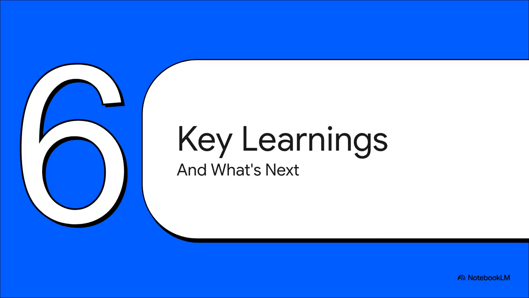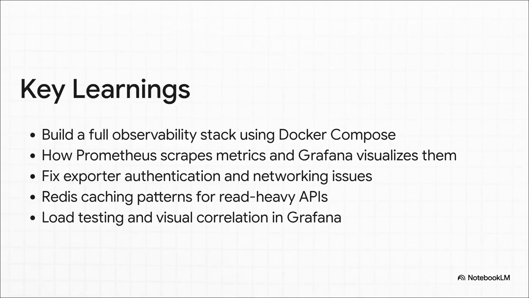So what are the big takeaways from all of this? Let's wrap it all up and summarize the key learnings here. Think about it. We've walked through how to build a complete observability stack using Docker Compose. We've seen that whole workflow of Prometheus scraping data and Grafana making it look good. We tackled those common real-world exporter and networking issues. And, of course, we saw the raw power of Redis caching, and then proved it all with a proper load test.